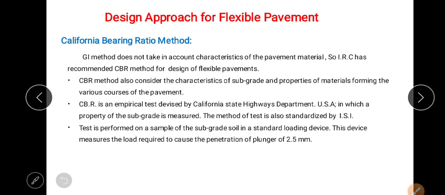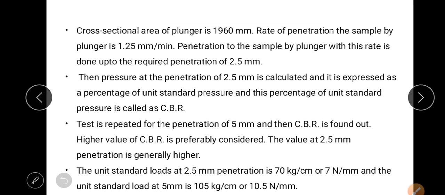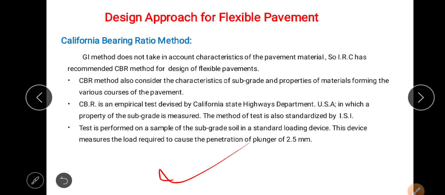Design approach for flexible pavement: California bearing ratio method. So this method was not available in those PPTs which we have covered. That's why it is taken separately. Now we will see how this CBR method can be used for the design of flexible pavement. Okay.